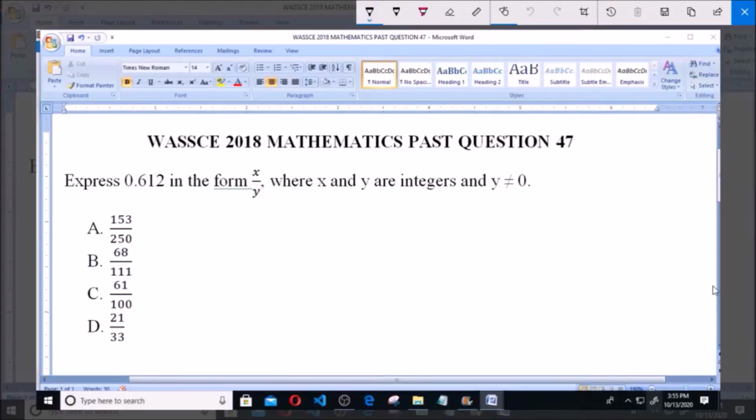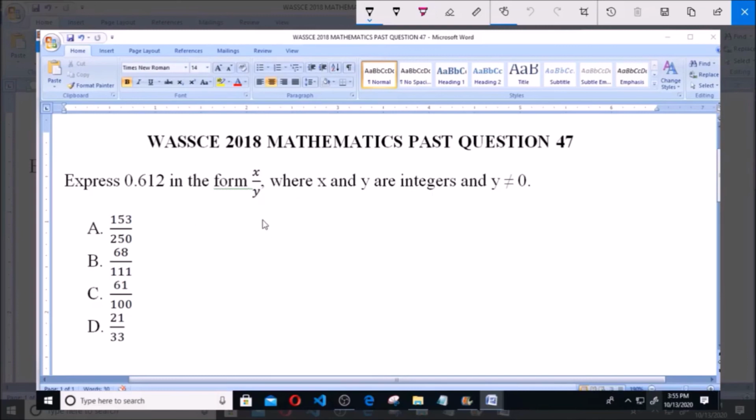I'll be answering WASSCE 2018 Mathematics Past Question 47. Express 0.612 in the form x over y, where x and y are integers and y is not equal to 0. Now we have to express this in the form of a fraction.